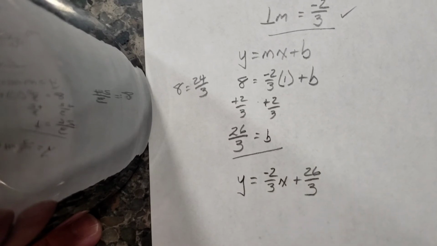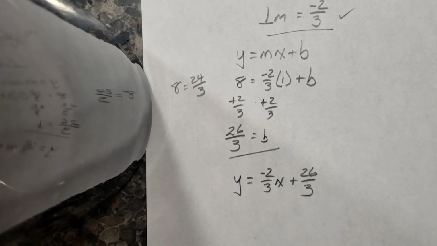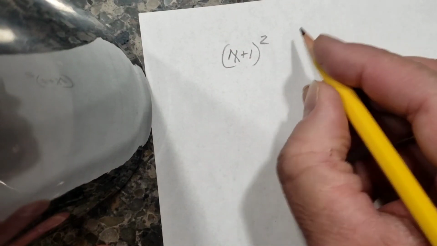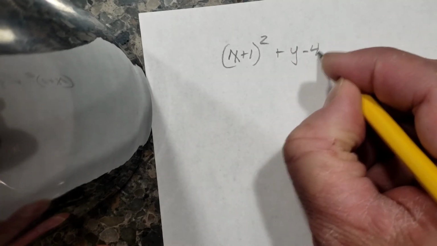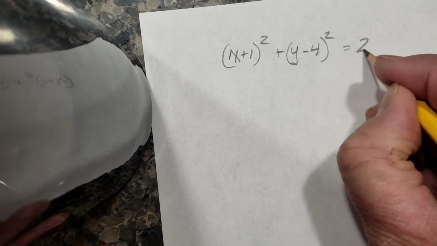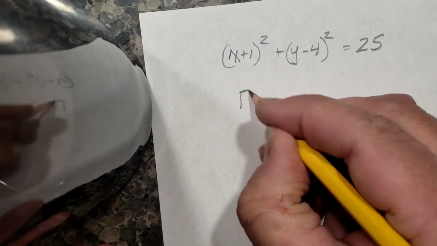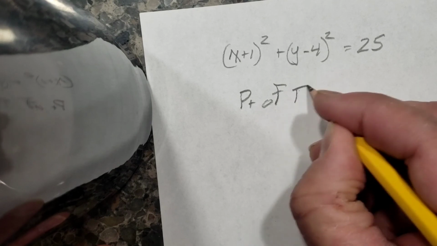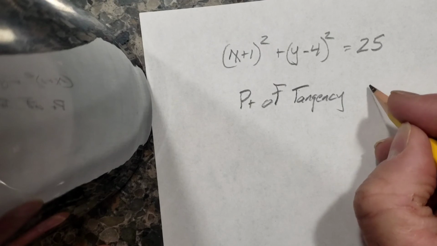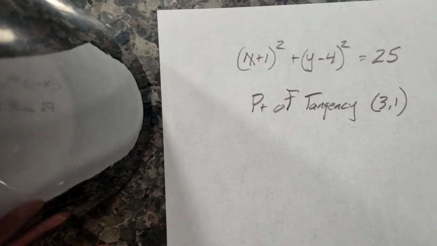26 over 3. Okay, now we've got one more problem to do, and it's the equation of a line tangent to a circle. And the circle is x plus 1 squared plus y minus 4 squared equals 25. And the point of tangency is 3, 1. Everything got there?